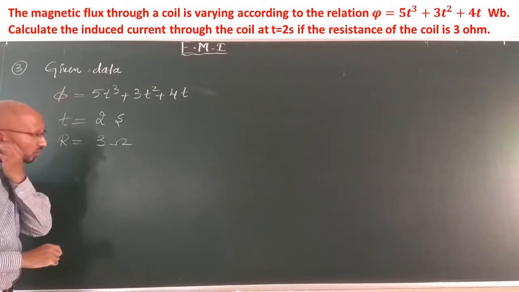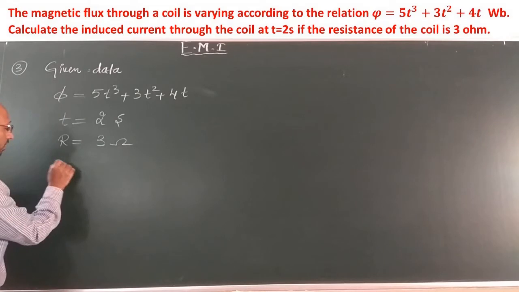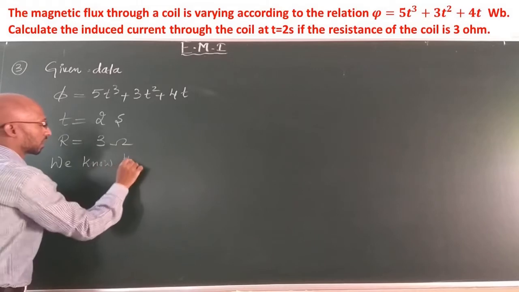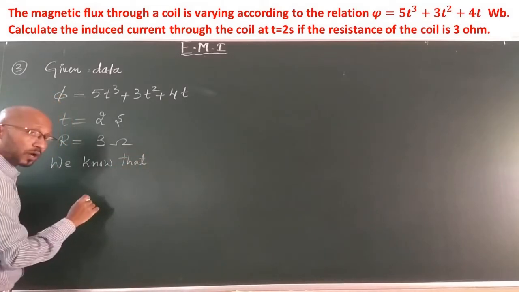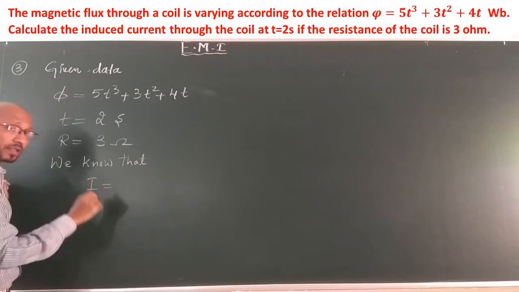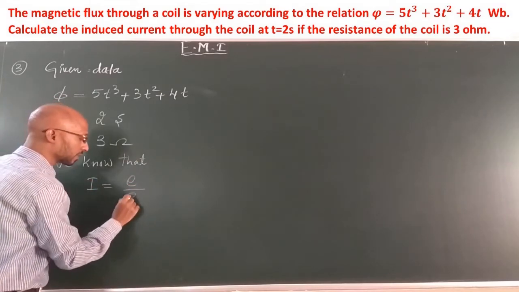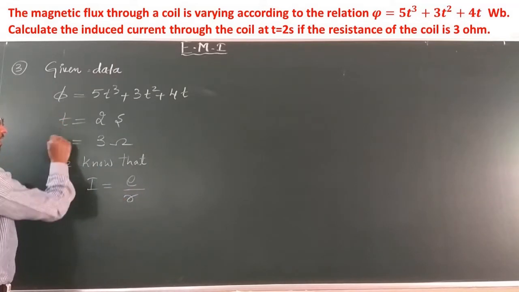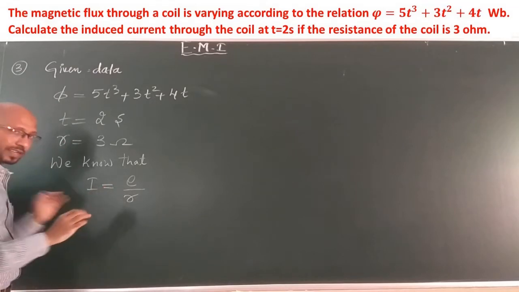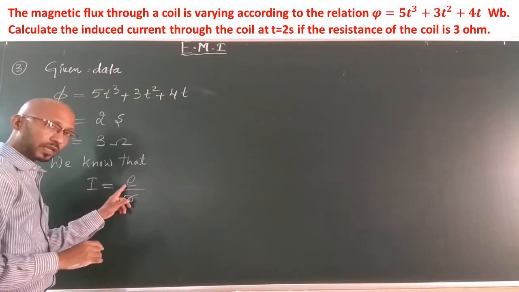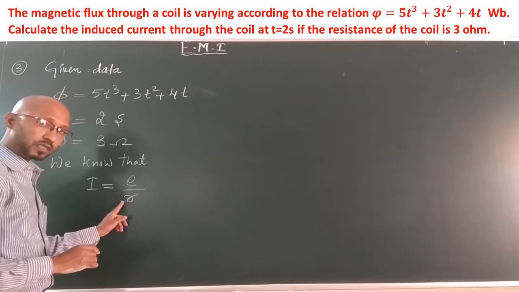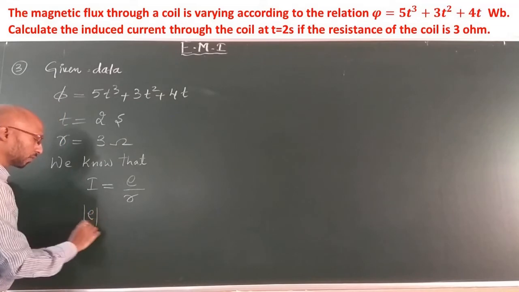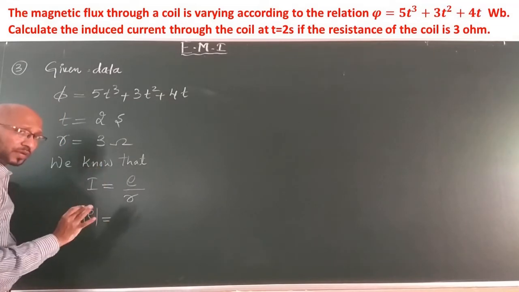Now let us have the equation of current. First of all, we have to understand that the current induced in a coil is given by EMF divided by the resistance of the coil. It is sometimes written as small i, the induced current. Now what is the formula for induced EMF? It is usually taken as the magnitude of induced EMF. Here the number of turns is not given, so you have to understand it is 1.